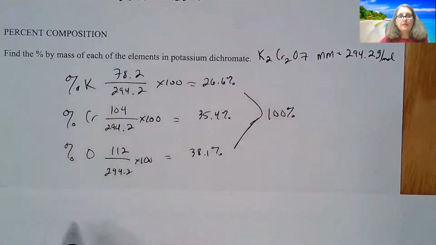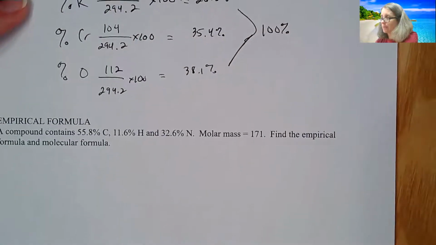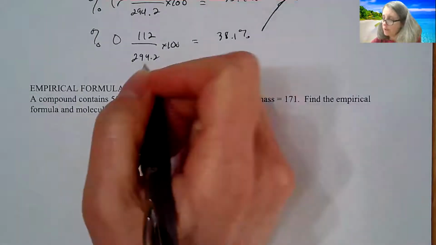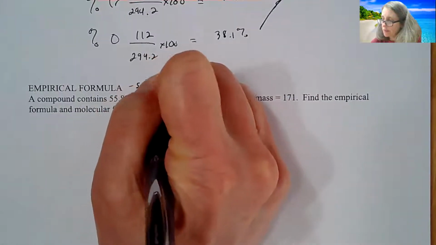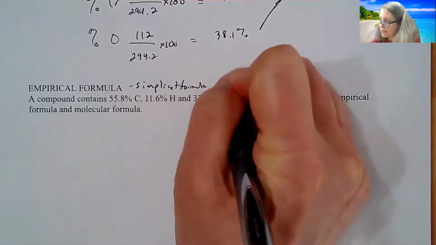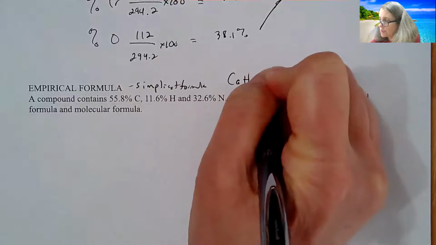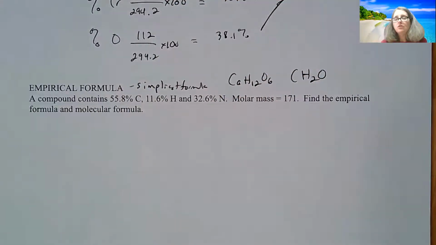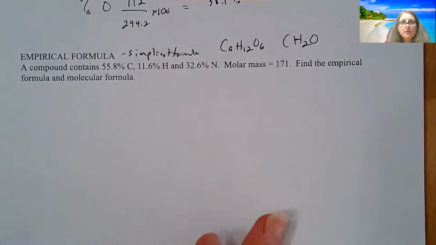So that is something we're going to use to do what we call a more complicated problem, which is empirical formula problems. Empirical formula is what we call the simplest formula that we have. If I have a molecule of glucose, which is C6H12O6, I could reduce that down to CH2O. So it is a calculation that is useful.